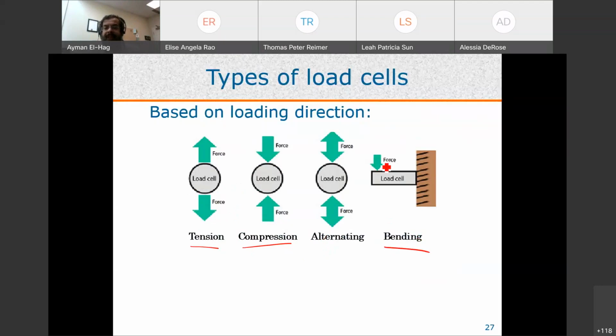This is for bending or cantilever forces. So you apply the force in this direction or in this direction, and your load cell is connected to one side permanently. So you're applying a sort of cantilever force on the load cell.